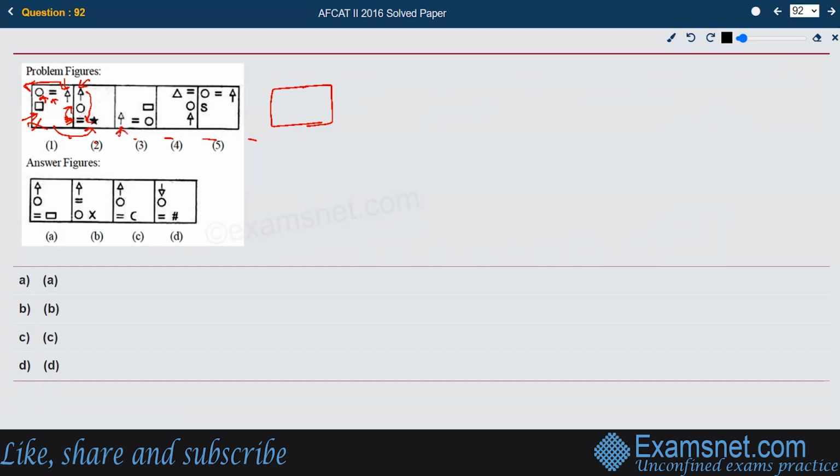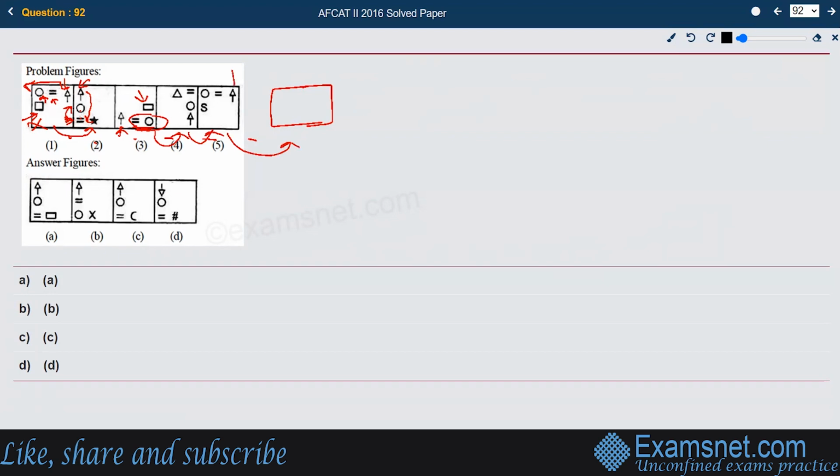The position of circle and equal to should be swapped, and that's what they have done here. Position of equal to and circle is swapped, and the fourth figure is introduced as the new one. So this is what is happening in the fourth also. So this should happen in 5 also. That should happen in 6 also. So let us make it.